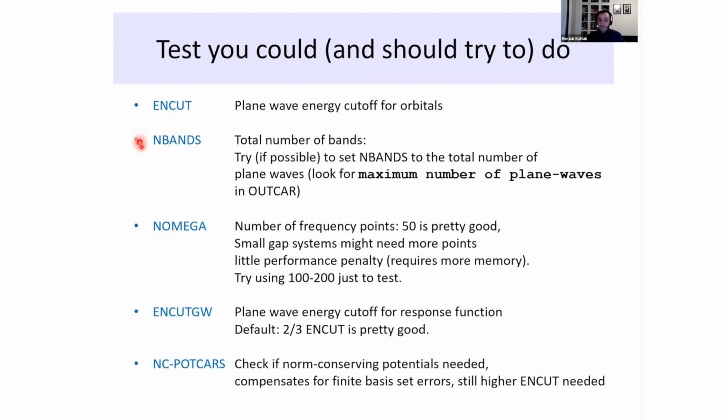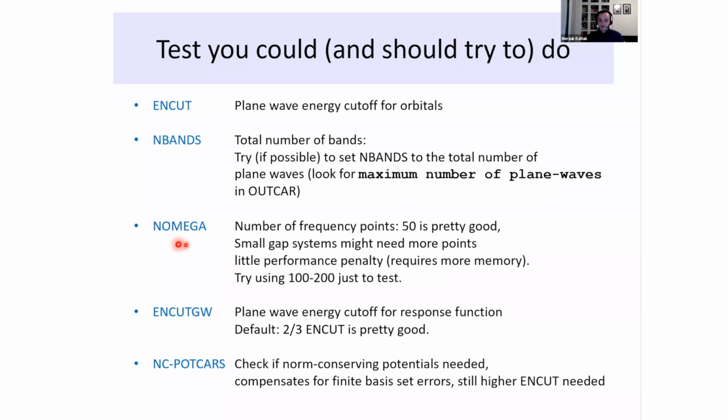Then, of course, NBANDS. So as I said, NBANDS should be large enough for the GW step. Typically in production runs, I set it to the maximum number of bands provided by this cutoff. And that can be looked up in the outcome of the DFT step by looking for this line.